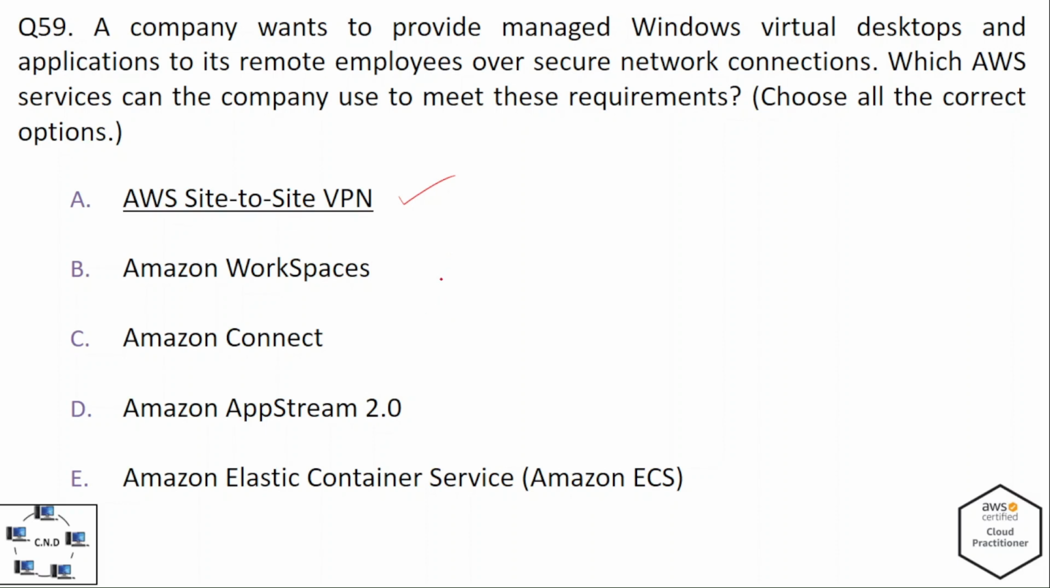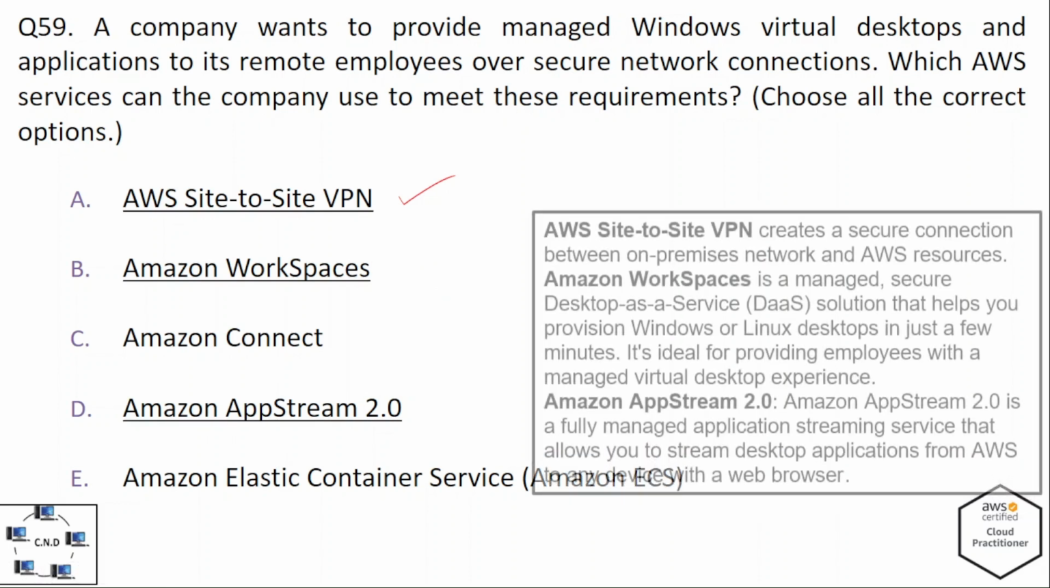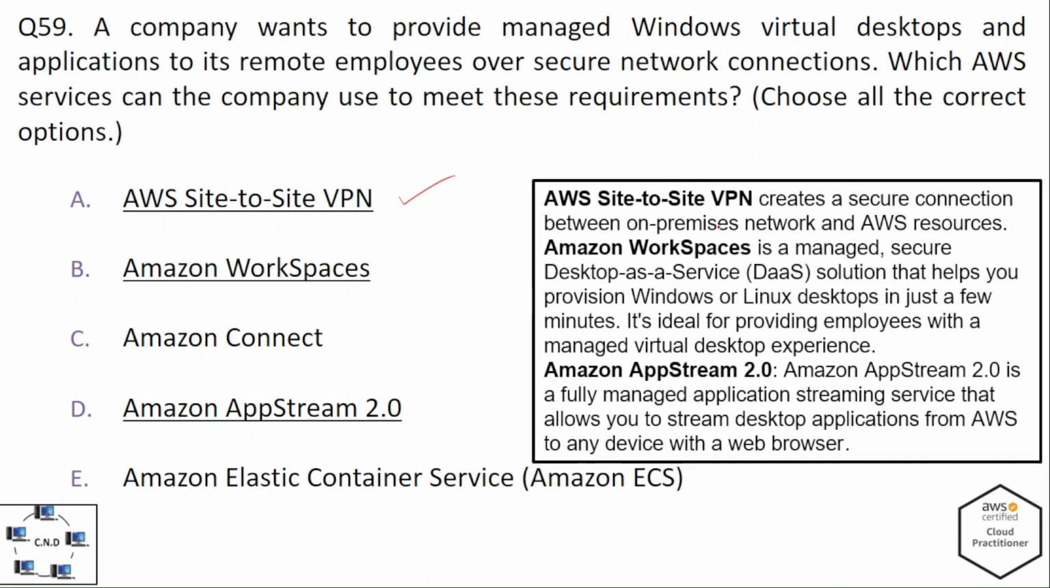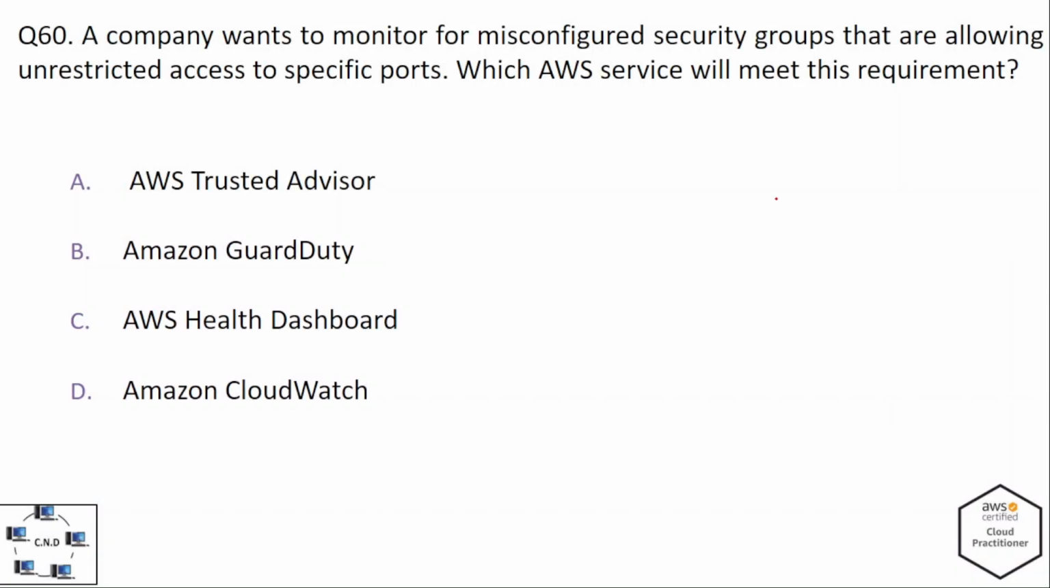the second correct option is Amazon WorkSpaces and Amazon AppStream 2.0, and this is the explanation of all these options.